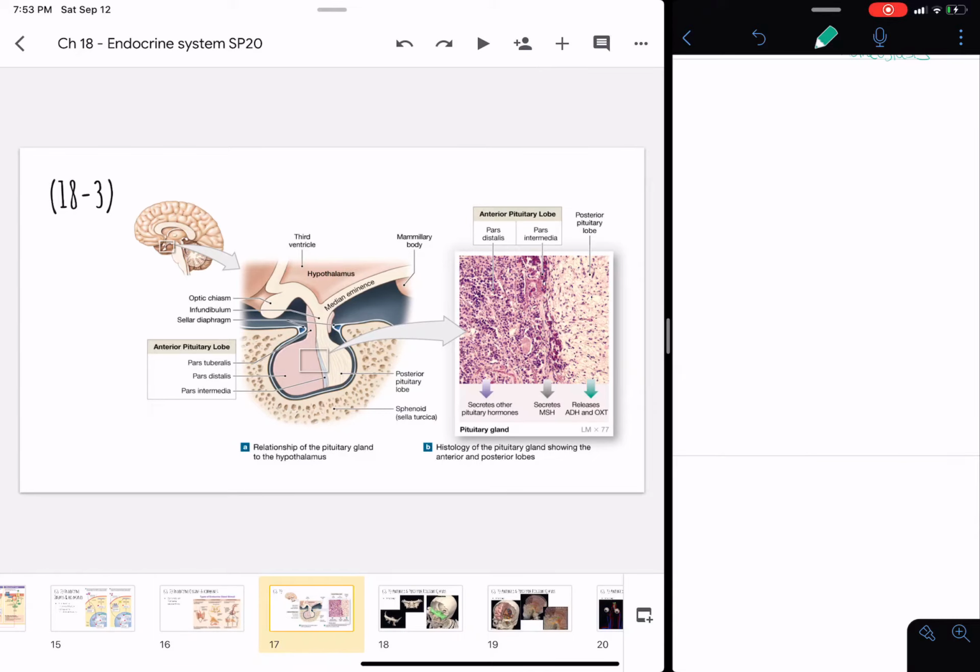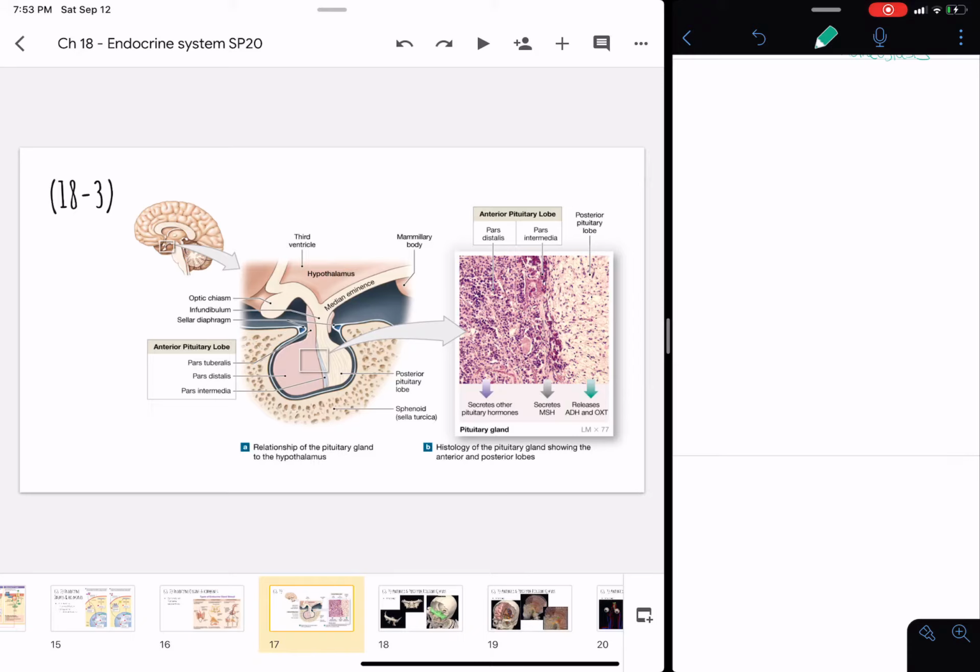So in 18-3, we're going to talk about the hypothalamus and its relationship and communication with the anterior and posterior pituitary. The hypothalamus is in our brain, and it is named hypothalamus because it sits below the thalamus, just superior to the midbrain and inferior to the corpus callosum. It is made up of a bunch of ganglions and nuclei, and it communicates to the anterior and posterior pituitary, but in two different ways.